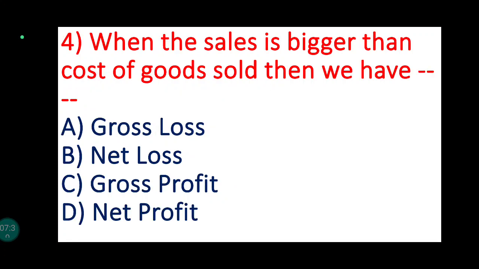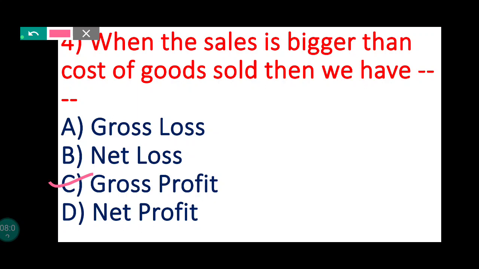Fourth one, when the sales figure is bigger than the cost of goods sold, then we have. This we also saw in the format. When the sales amount is bigger than the cost of goods sold, it is gross profit. The answer is gross profit, that is option number C.